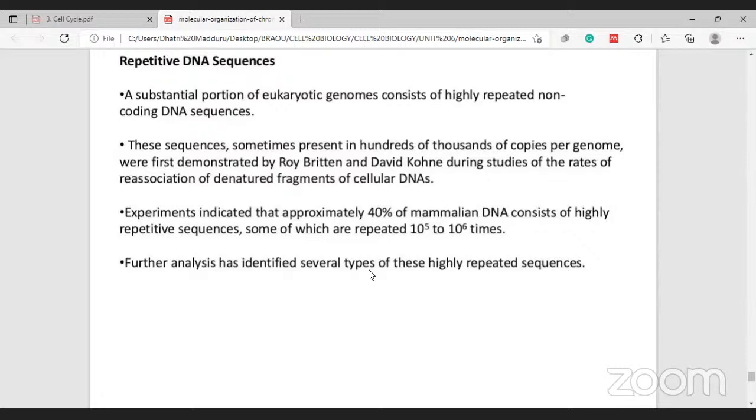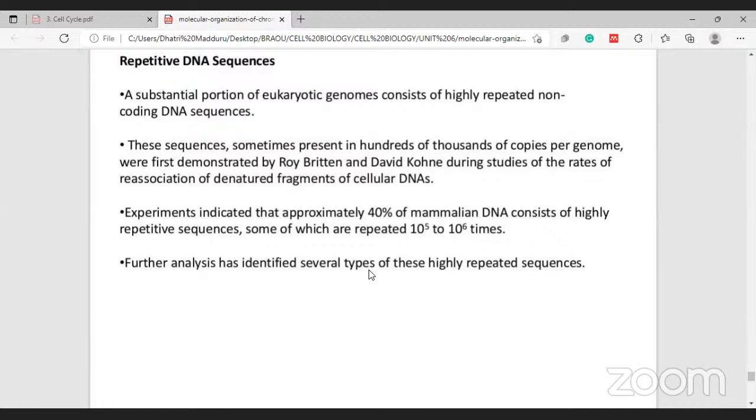Okay, so what they have done is first they have taken many copies of the genome and denatured them, and again they have restored the conditions so that they get renatured. During the process of renaturation, what they found is that some DNA molecules renature quickly and some DNA molecules renature slowly. Why is this? Because of the repetitive DNA.